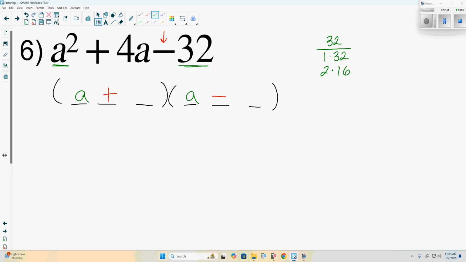3 is not a factor of 32. So we have 4 and 8. 5 is not a factor of 32 because it doesn't end in a 0 or 5. 6 is not a factor of 32 because both 2 and 3 are not, and that really gives us all the factors just here. Now at this point we need to pick one of these three here to try first. So we can try 4 and 8.